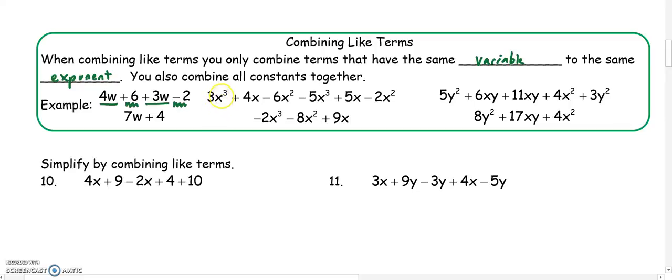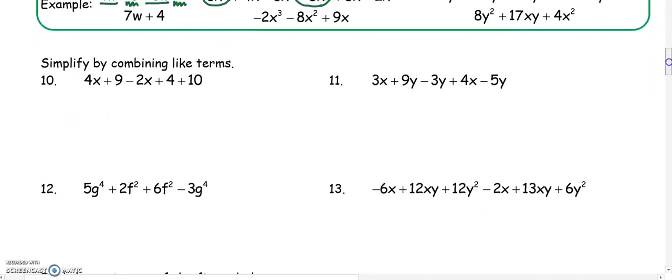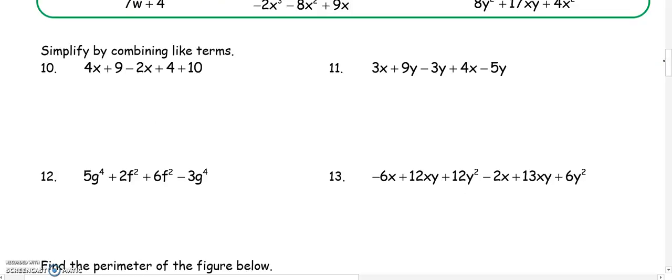In the next problem, the x cubes are the same. The number is different out front, but x cubed is what makes them like terms. So let's try simplifying by combining like terms. So number 10, we have 4x plus 9 minus 2x plus 4 plus 10.